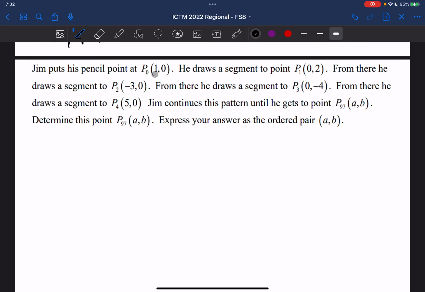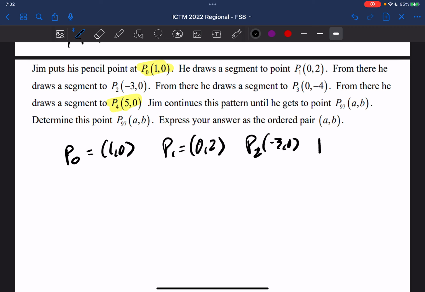Now the question is, we've got 0, 1, 2, 3, 4. Now if you notice, these two are similar. So if I write it like this, P0, P1, P2, P3, and then P4 comes back down here.